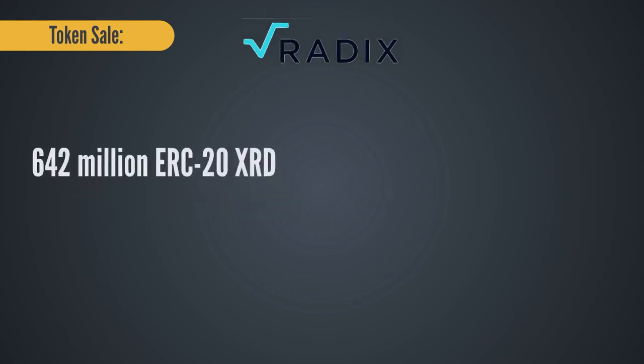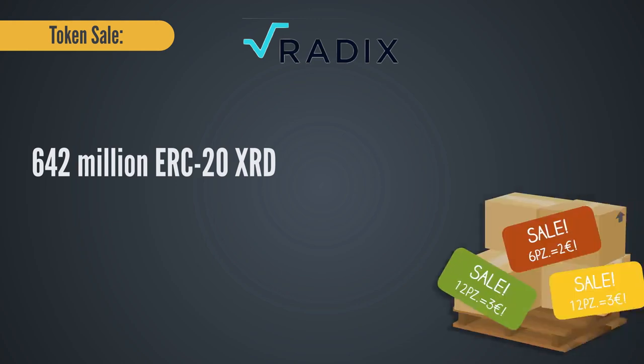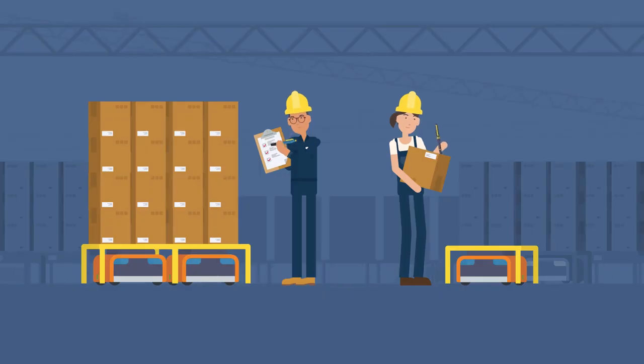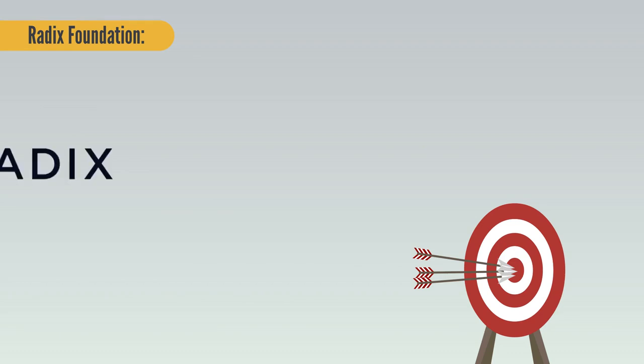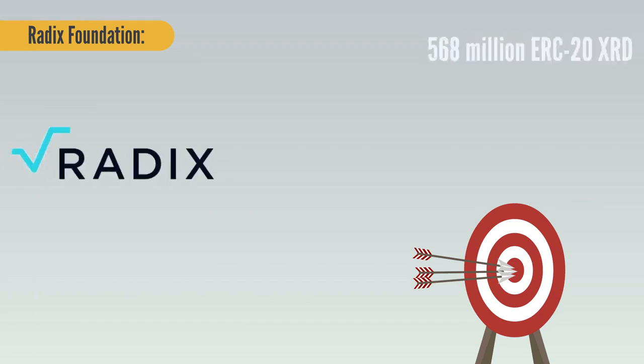Token sale. The Radix Foundation will make 642 million ERC20 XRD, or 14.6% of this initial distribution, available for purchase in an upcoming token sale. Any unsold tokens will go back under the Foundation's control. Radix Foundation. The nonprofit company that aims to support the adoption of the Radix blockchain will receive 568 million ERC20 XRD, or 12.9% of the initial distribution.